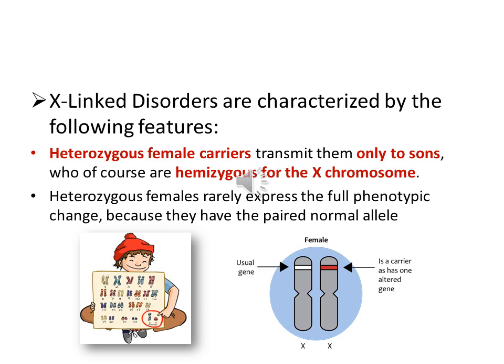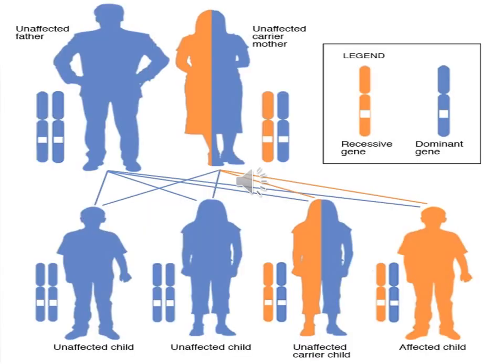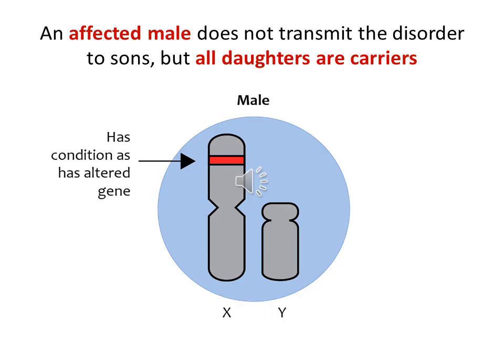The X is transmitted by the mother, so female carriers transmit the mutated gene on the X chromosome to sons. In a heterozygous female carrier, one X chromosome carries the mutated gene and the other X chromosome is normal. So when the father is unaffected, a carrier mother transmits the mutated gene to half of her offspring. Each son has a 50% risk of getting the mutated gene from the mother and becoming affected, and half of the daughters are carriers. An affected male transmits the X-linked gene to all daughters.